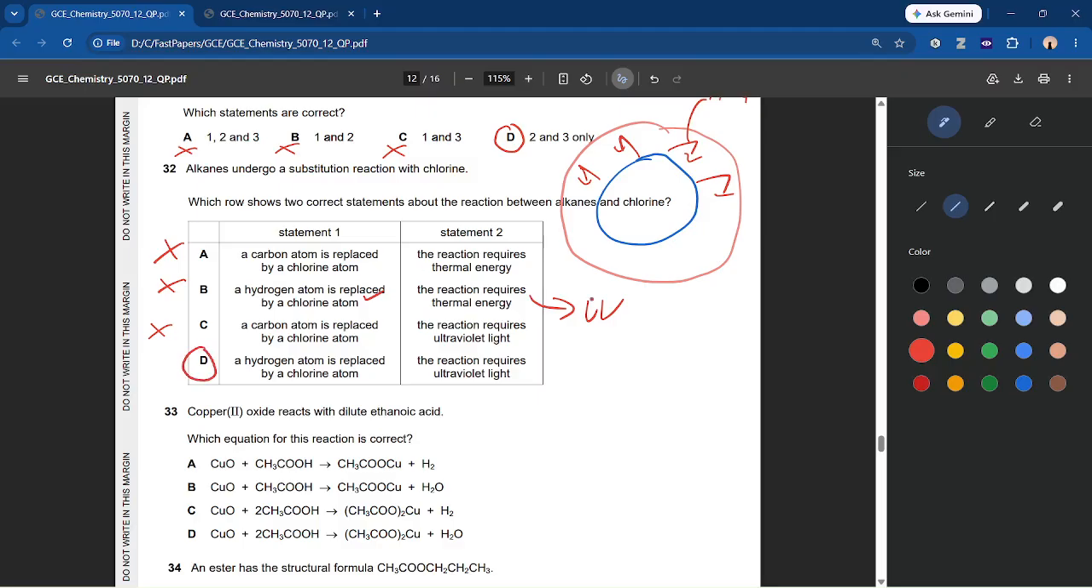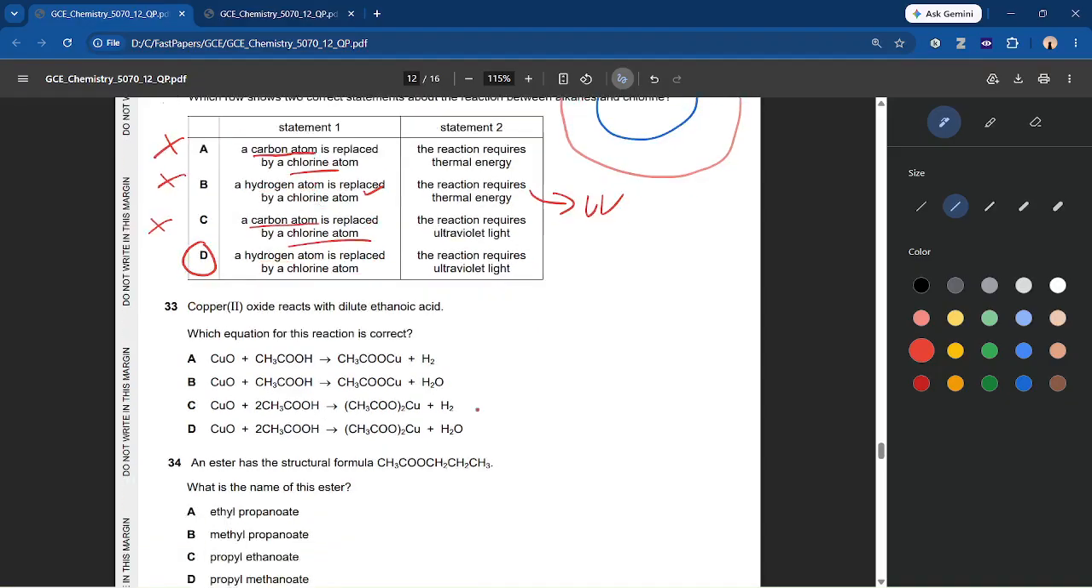Let me just underline what's wrong with this. Carbon atom, this is replaced by fluorine. Same thing over here. Cool, moving on.